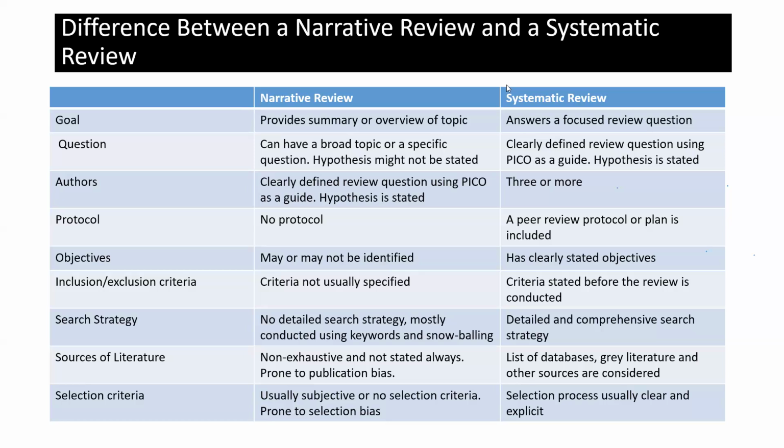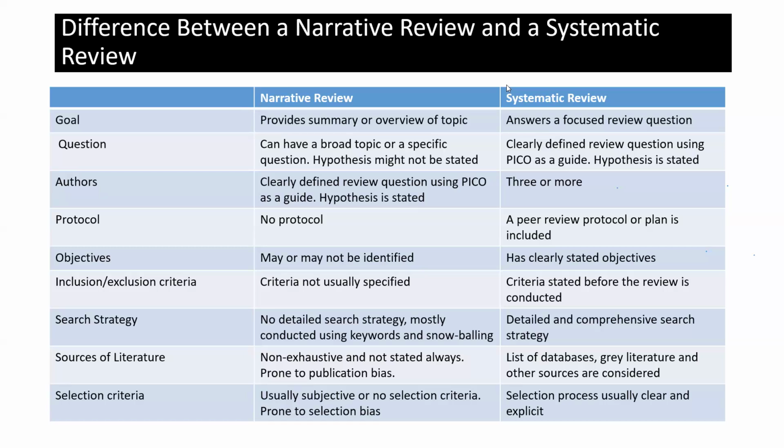But for a systematic review, there is a clearly defined review question using population, intervention, comparison, and outcome, also known as PICO, as a guide. So a hypothesis is stated, for instance that there is no treatment effect, which is the null hypothesis, or that there is an effect of the intervention, which is the alternate hypothesis. Now you see, the systematic review becomes very structured, and the narrative review remains unstructured.